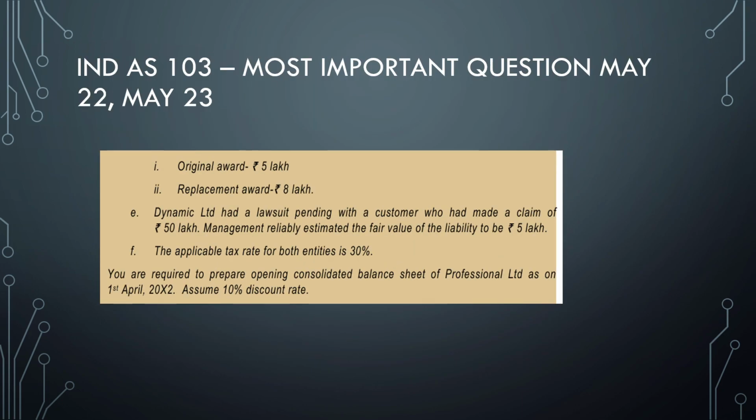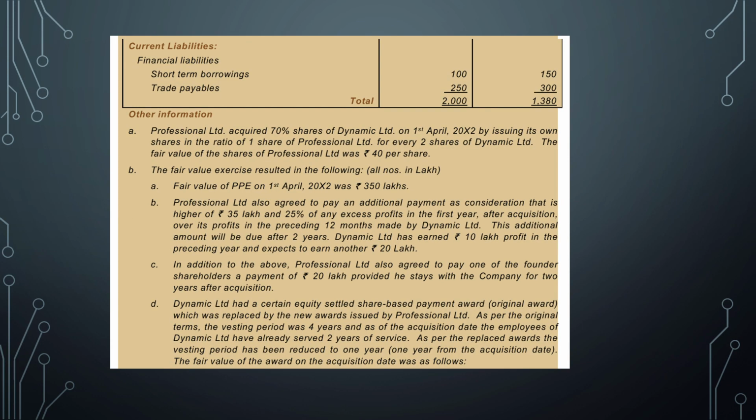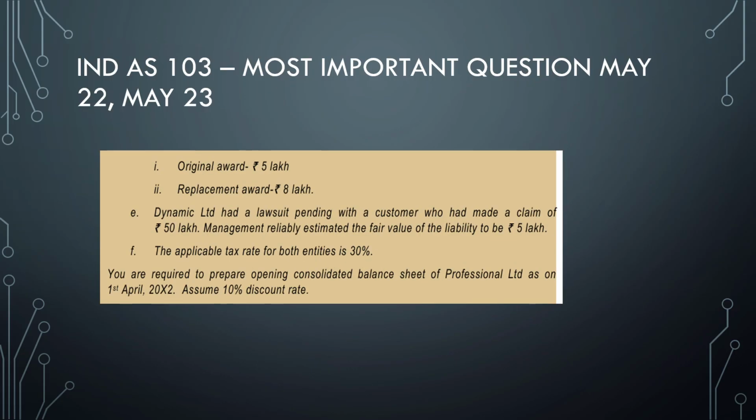Now in this question, Dynamic also has a lawsuit, so the fair value of the liability is 5 lakhs. You are required to prepare the opening consolidated balance sheet of Professional Limited as on first April. Assume a 10% discount rate. The key part in the other information is the replacement award and original award, whose values are given.